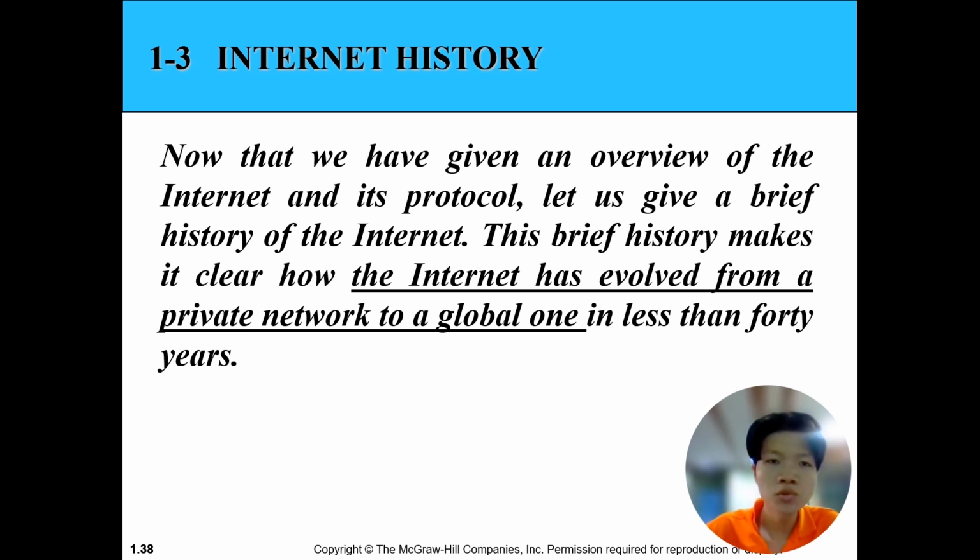So let's move to the topic of Internet history. Now that we have given an overview of the Internet and its protocols, let us give a brief history of the Internet. This brief history makes it clear how the Internet has evolved from a private network to a global one in less than 40 years.